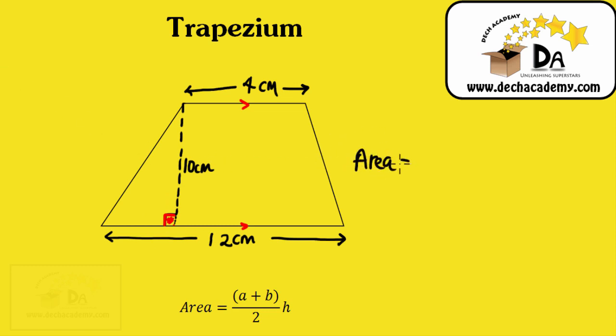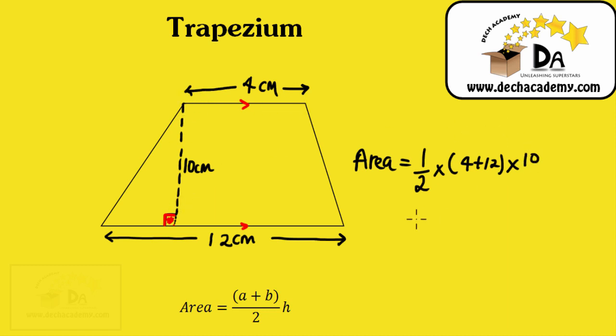If you wanted to determine the area of this trapezium, all you have to do is say, well, the area is equal to half times the sum of the parallel sides. So the sum of the parallel sides is 4 plus 12 times the perpendicular height relative to one of the bases we've chosen. So if you choose this as a base, the perpendicular height is 10 centimeters. If you choose this side as a base, the perpendicular height is also 10 centimeters.